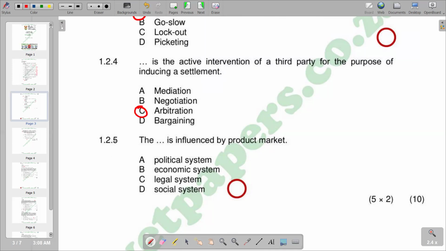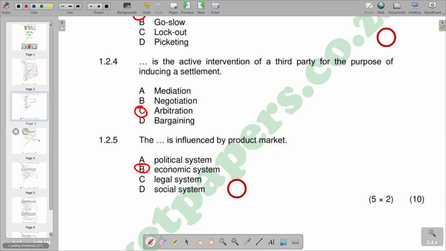Then 1.2.5, the dash is influenced by a product market. We've got political system, economic system, legal system, social system. So the correct response that we have is economic system. Remember, the product market describes the economic system.